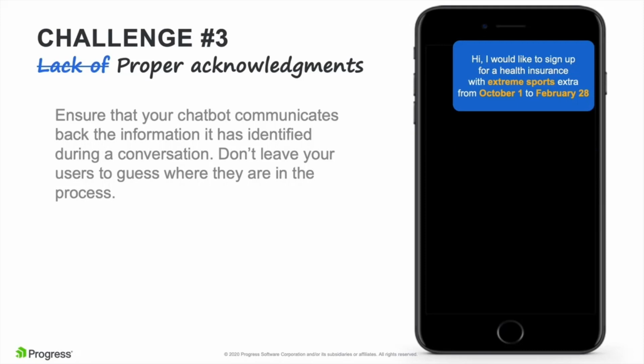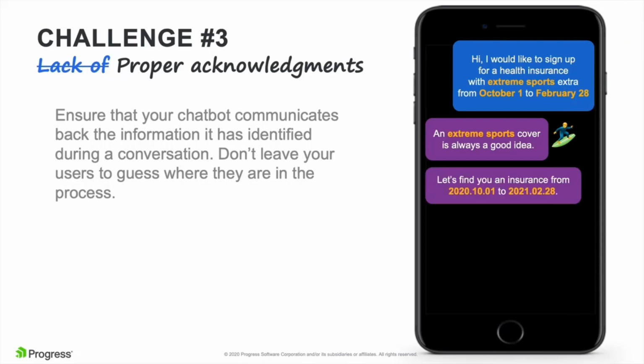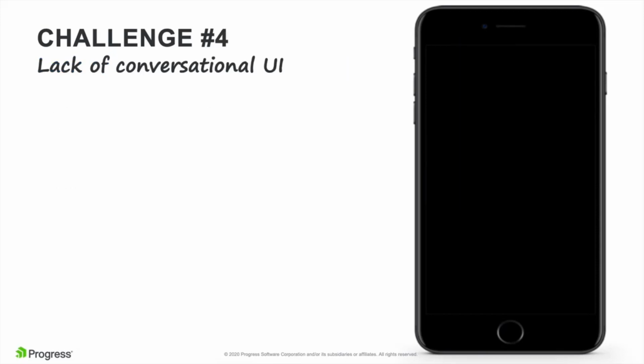The whole thing is that the chatbot should actually respond and tell the user that it understood what he's asking for. So in this case, you would say, an extreme sports cover is always a good idea. So it's telling the student it got that piece of information. And the next thing would be, let's find you an insurance from this date to this date. Cool. Next one is lack of conversational UI.